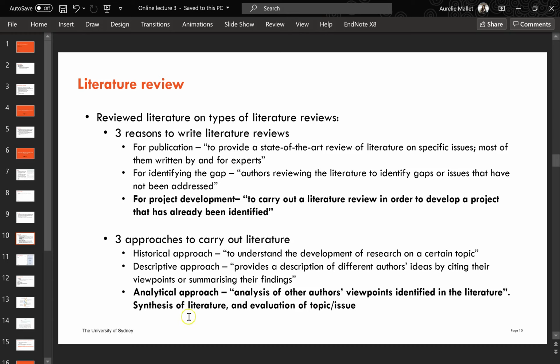And this is the approach that the educational linguistics students wanted the language learning pattern students to take. So they wanted them to be able to write a literature review for project development, and they wanted them to write it using the analytical approach.